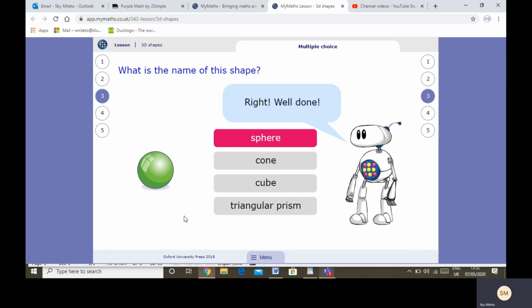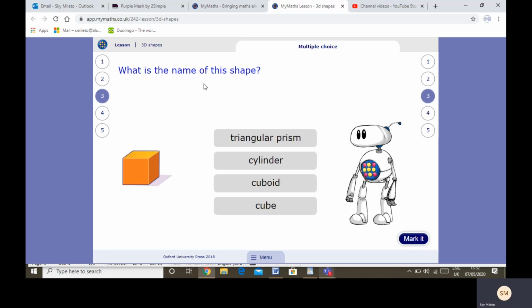And then you can go through all 10 questions. I'm not going to go through them all. Okay. But this one, what is it called? Have a little go at doing them all yourself.